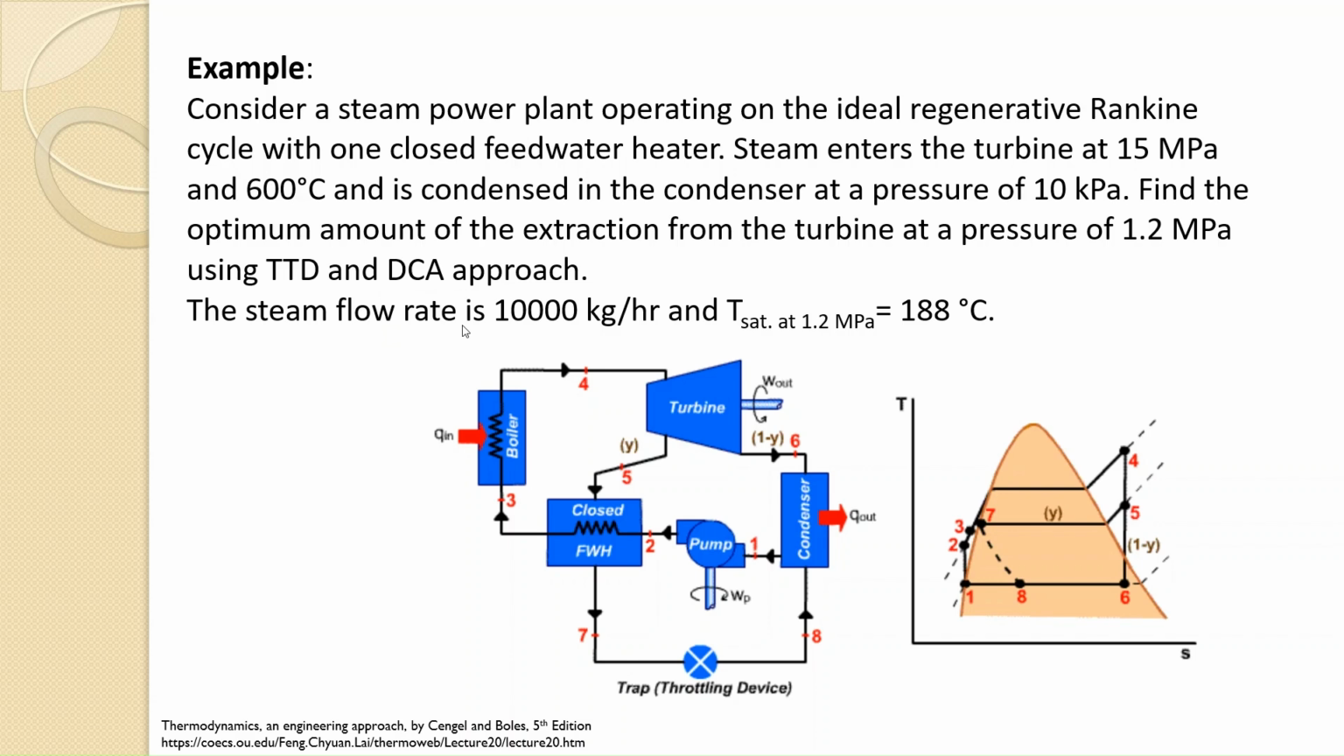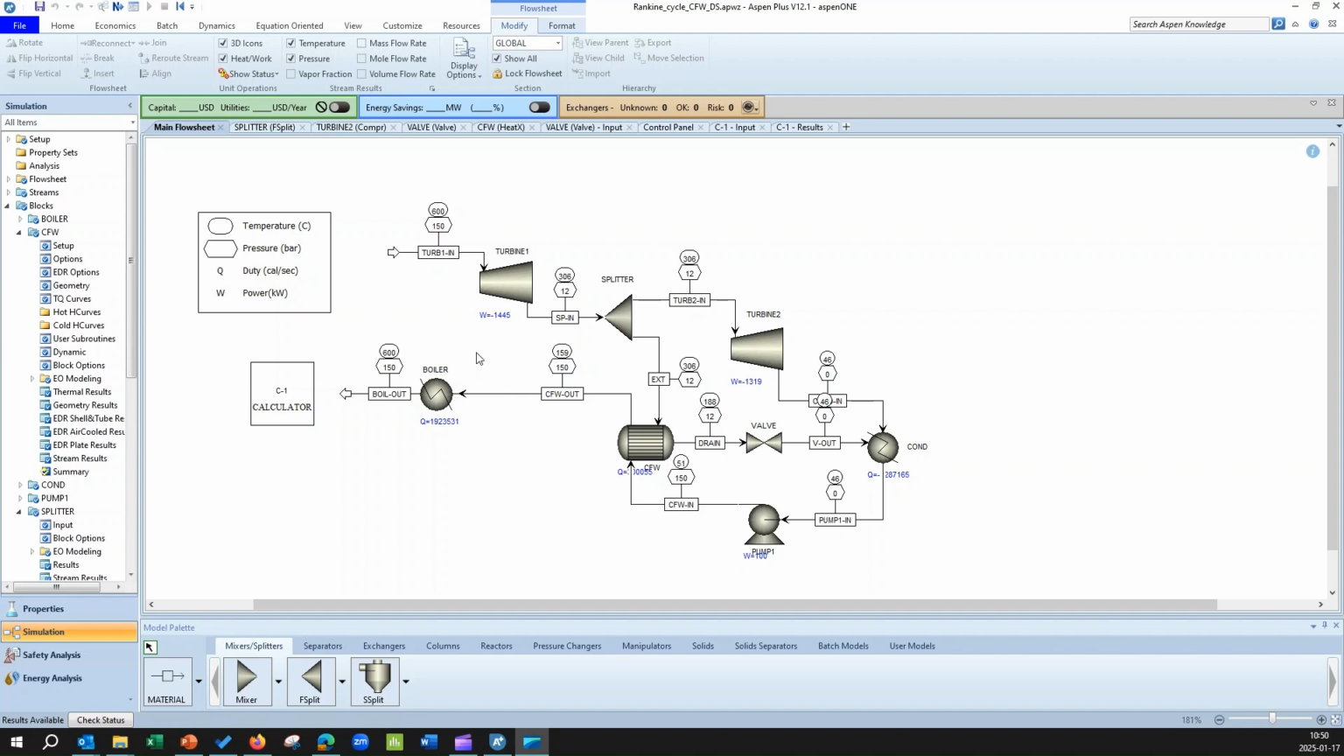The steam flow rate is 10,000 kilogram per hour, and we know that the saturation temperature at 1.2 megapascal is 188 degrees C. In the previous video, we extracted 20% of the steam from the turbine. Now we want to find the optimum amount. This is the difference. I will start the Aspen file that we did together in the previous video, and then we take it from there. Here is the simulation that we did together in the previous video.